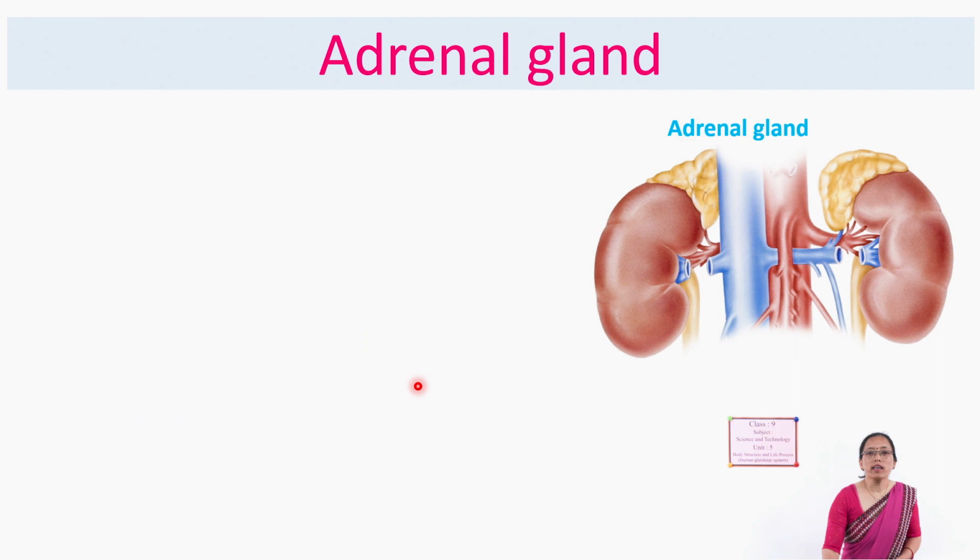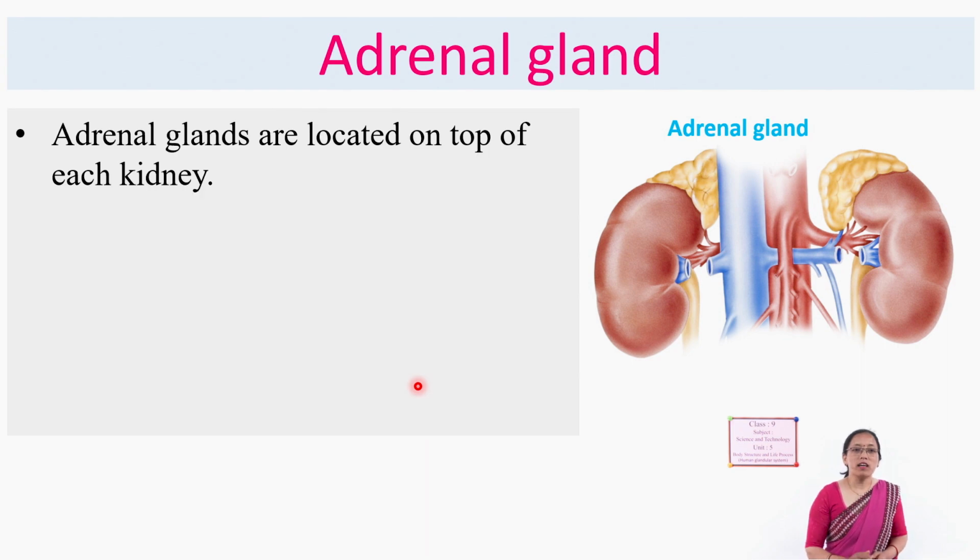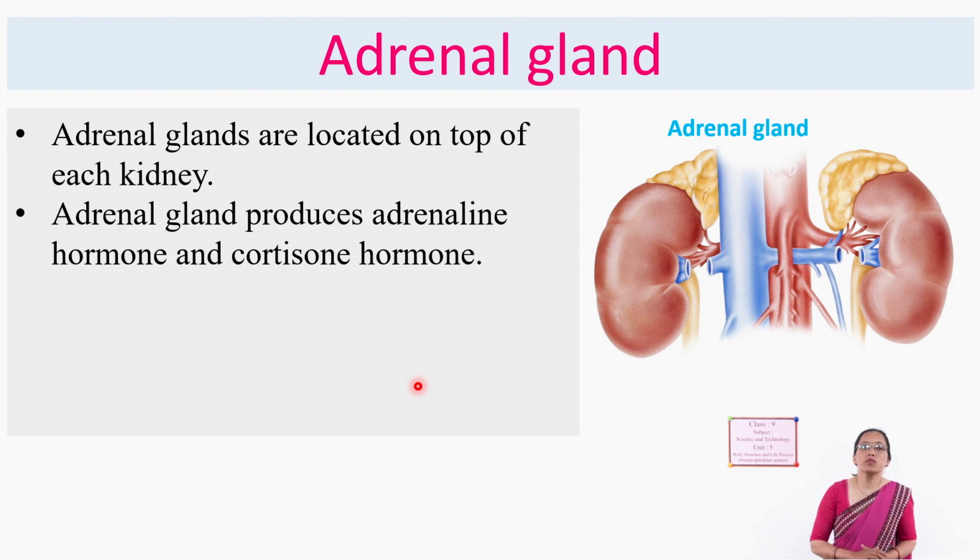Okay, next one is the adrenal gland. What is the adrenal gland? Already you know that the adrenal gland is located at the top, or at the anterior side, of the kidney. It is just like a cap of the kidney. Then which hormones are produced by it? It produces adrenaline hormone and cortisol hormone.